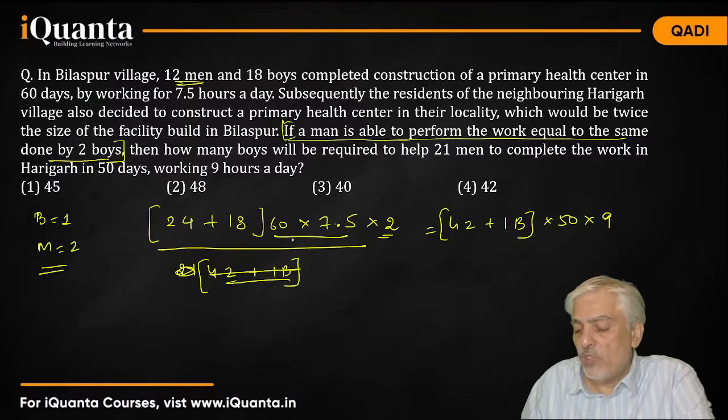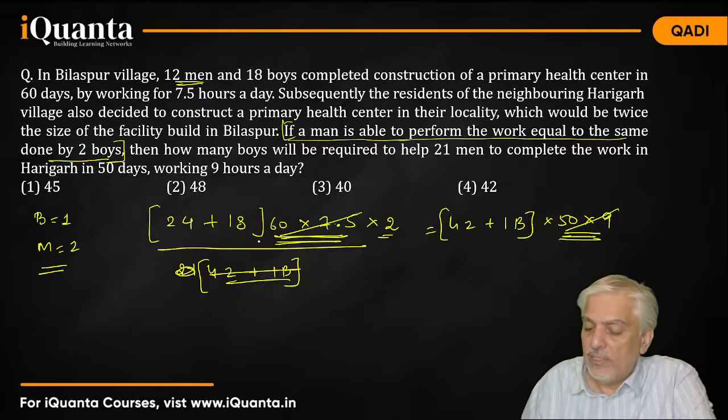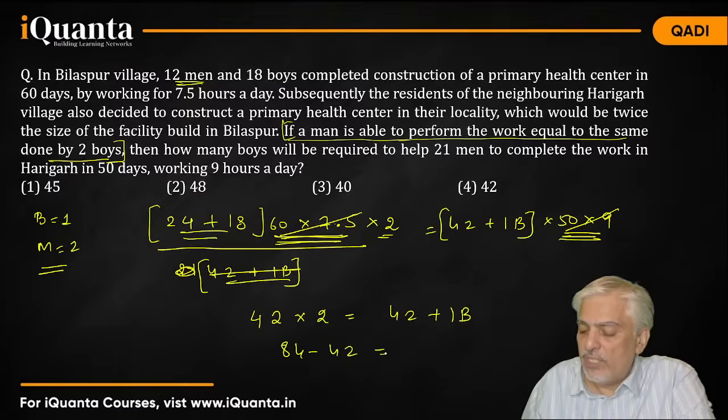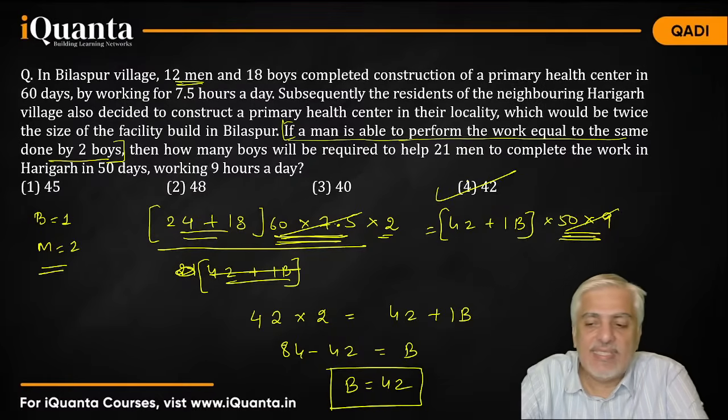Okay. If you check this, 60 into 7.5 is 450 and 50 into 9 is also 450. So this actually is useless. 450, 450 cuts. So we have got 42 multiplied by 2 is 42 plus 1B. 84 minus 42 is B. So B is 42. Fourth option. As I had said earlier, only a standard time and work question, nothing very difficult.